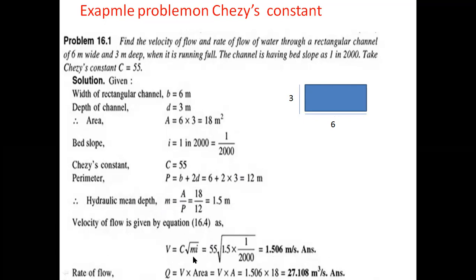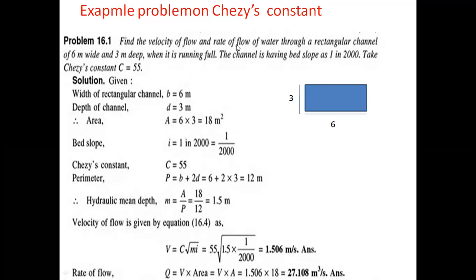Substitute the values in the Chezy's equation, V equal to C root of m i. Here the Chezy's constant C is already given in the problem as 55, m value is 1.5, and the i value is given as 1 by 2000. The velocity comes out from the Chezy's formula as 1.506 meter per second.